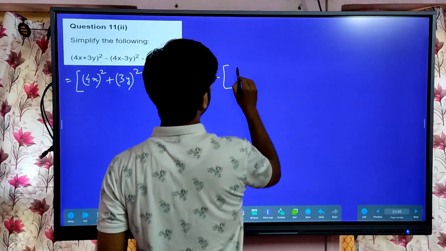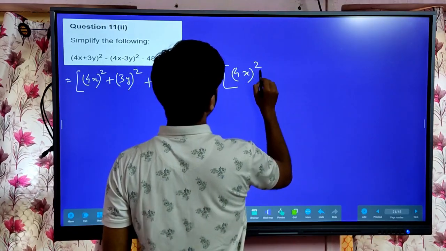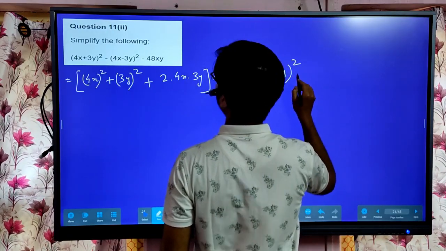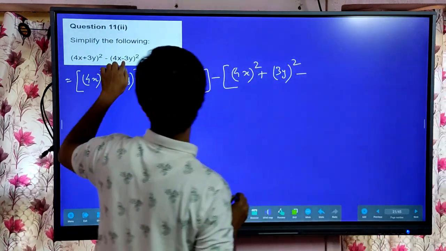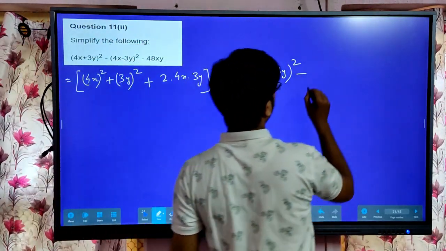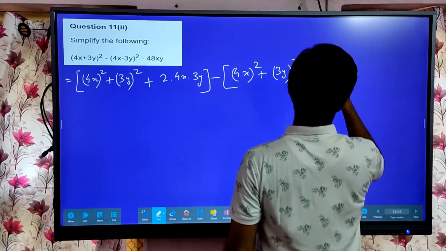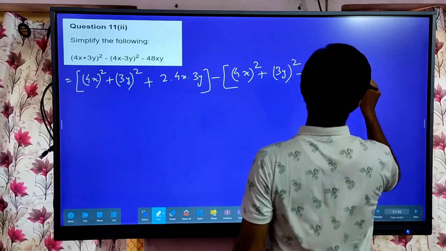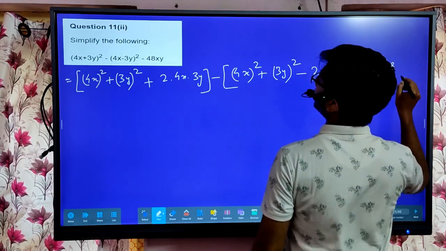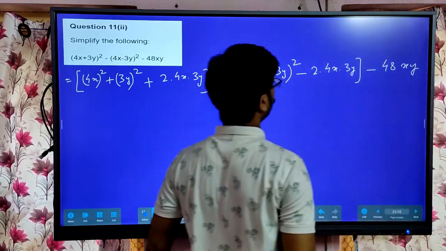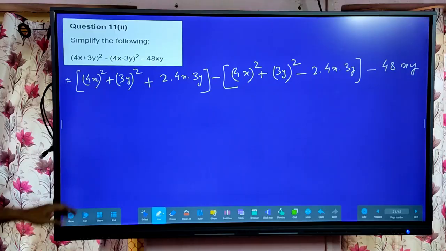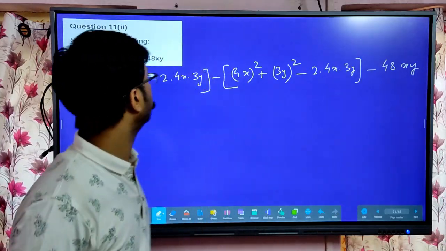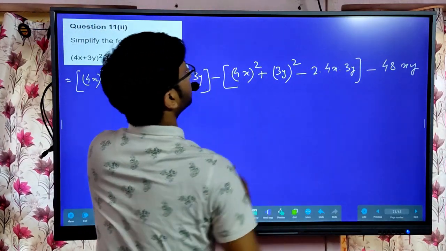So it is 4x square plus 3y square. Again it is minus, this is minus, so it will be minus 2ab, minus 2 into 4x into 3y, and here it is 48xy. Okay, you see this. This is a square plus b square plus 2ab. This is a square plus b square minus 2ab. This is a plus b whole square minus a minus b whole square.